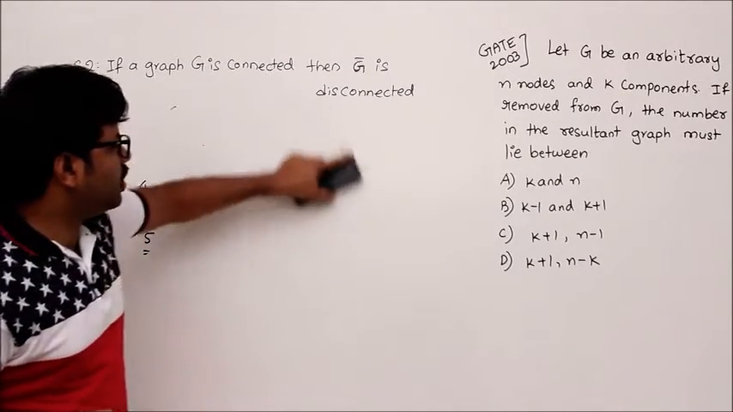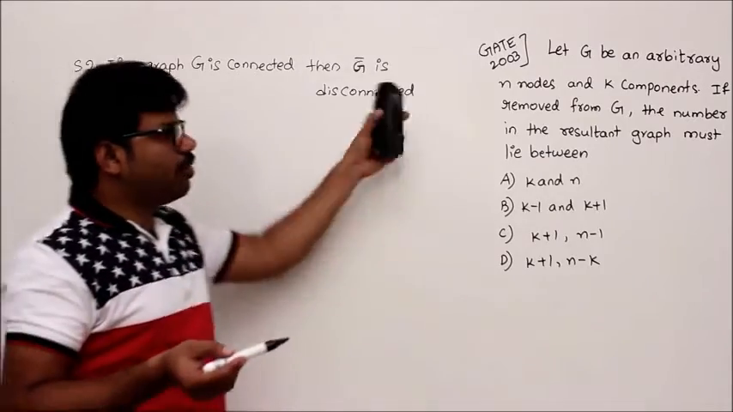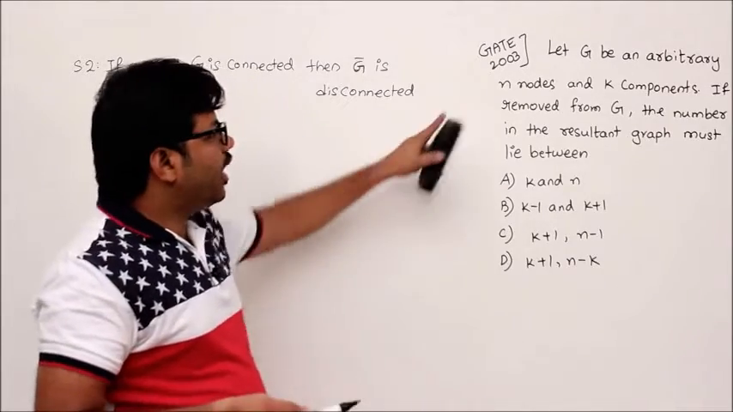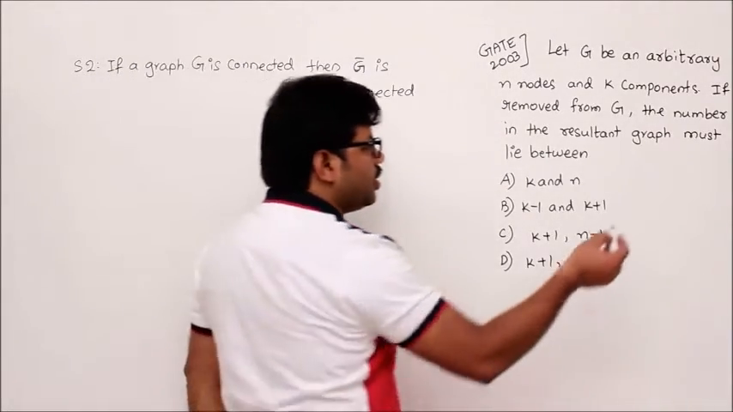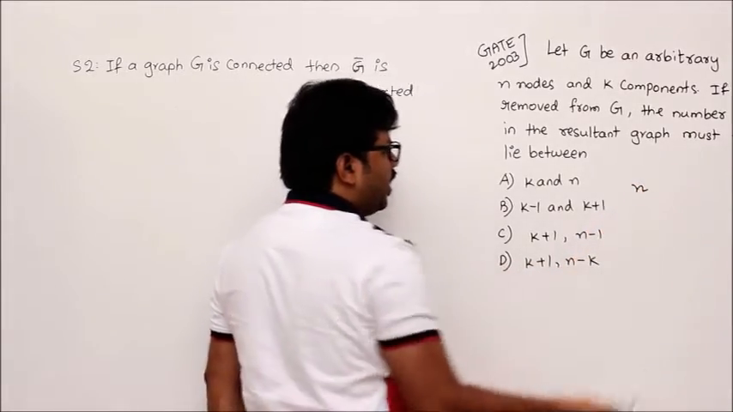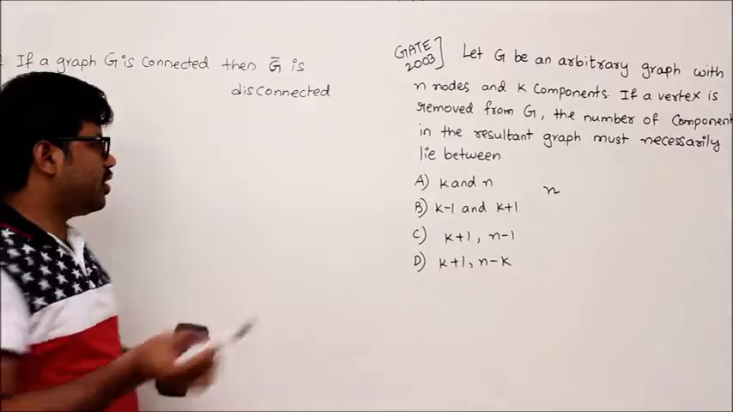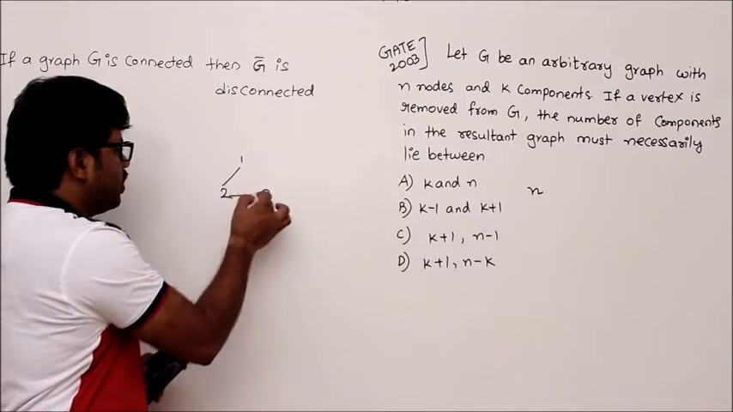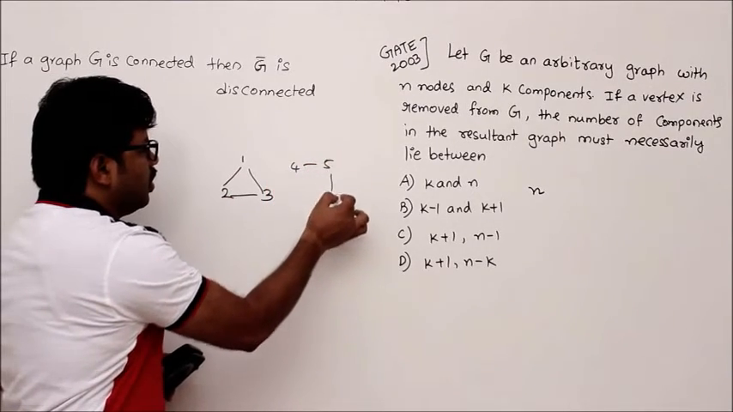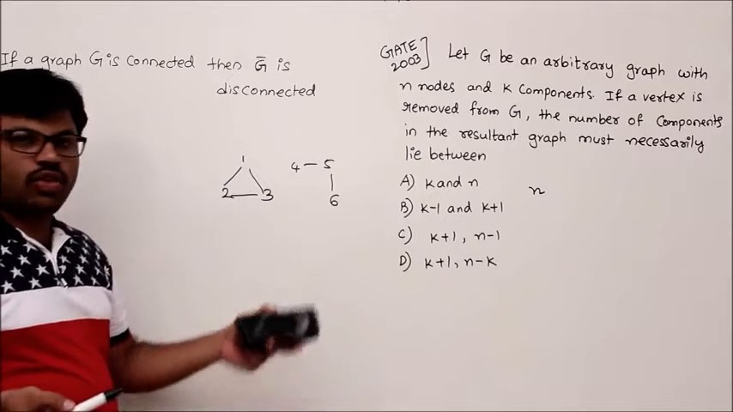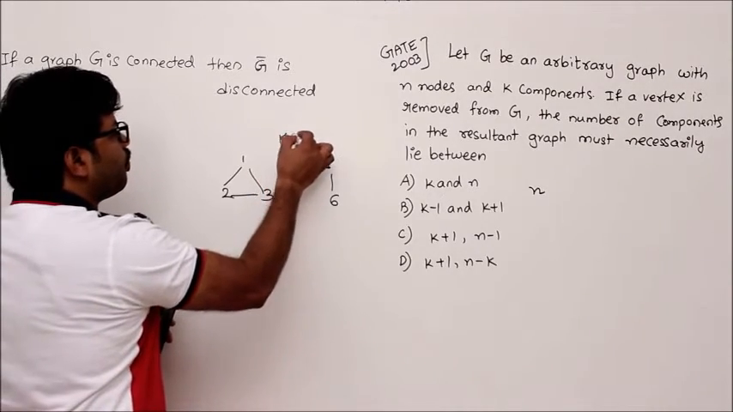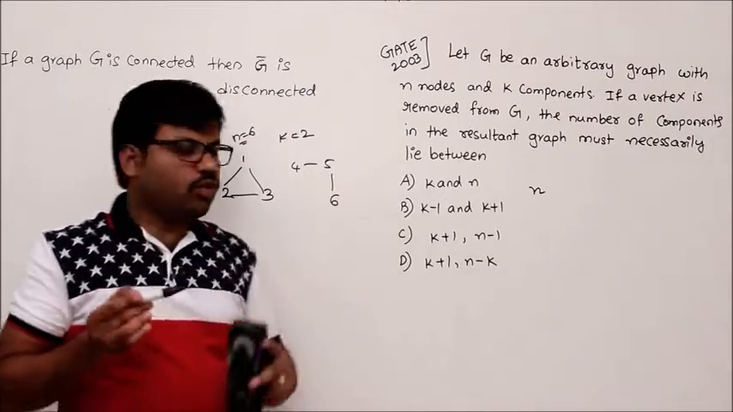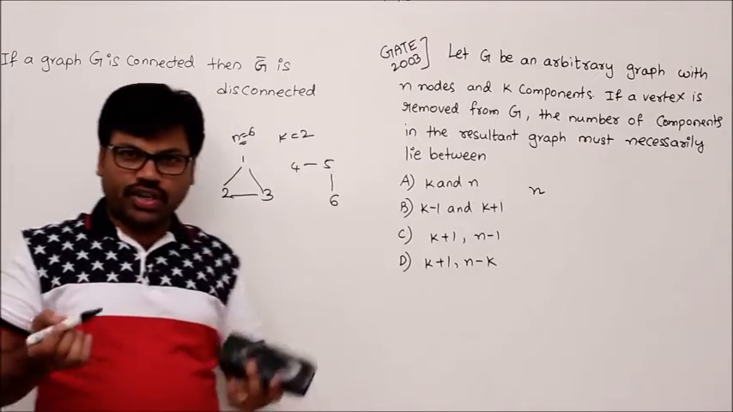Let's see one more question which was asked in the GATE 2003 paper. Let's read it. There is a graph G which is a random graph with n nodes and k components. That means you have n nodes, node means vertex, so there are n vertices, and k components. Example, this one, 1, 2, 3, like this, and 4, 5, 6. This is a graph with 6 nodes and 2 components, so k is 2 and n is 6. I'm just understanding the problem. If a vertex is removed from this graph G, then the number of components in the resultant graph.